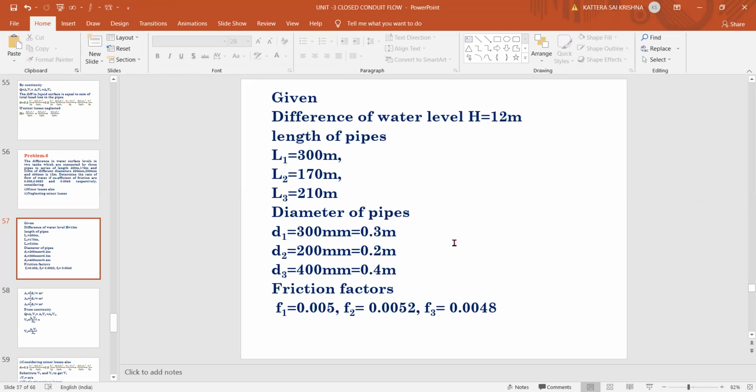So for finding discharge, what do we need to know? We need to know the velocities of the pipe. Since the discharge is common in all the three sections of the pipe, if you know any one velocity, it is enough to find the discharge. So for finding velocities, what will we use? We use the continuity equation as well as this equation for the H value, the formula which I have shown. Both we will use, and we can find the unknown velocity. Then we can find the discharge.